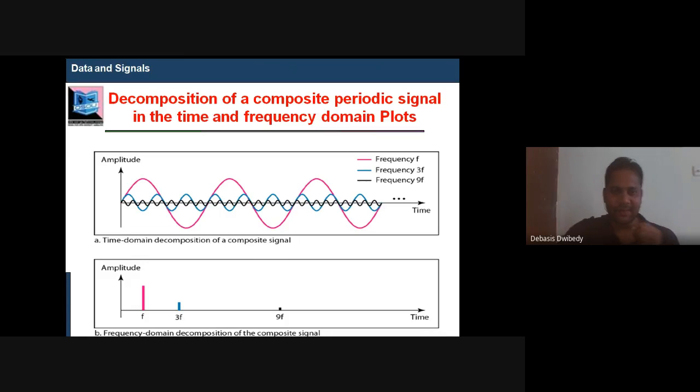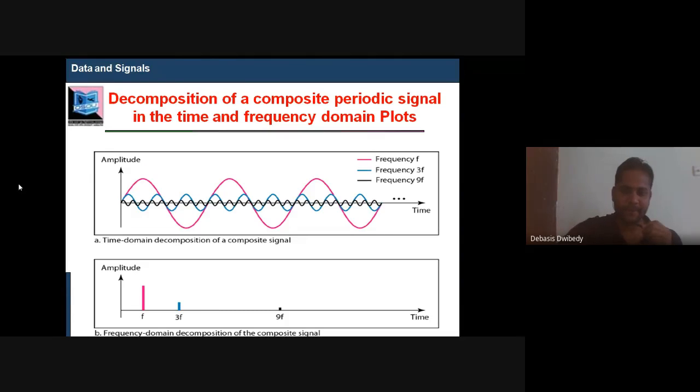The same example, if we show it in the frequency domain plot, shows the components of the composite signal through their frequency and their peak amplitudes. So this is the signal having frequency f, with a peak amplitude that is larger. Then the signal having frequency 3f has some peak amplitude in between the bigger and the smaller. The black signal having frequency 9f has a very, very small amplitude. So this is how we can decompose a composite signal and represent it through frequency domain plots and time domain plots.